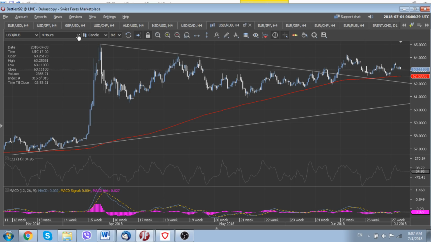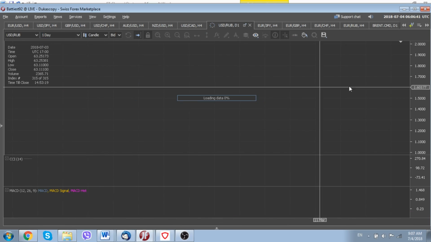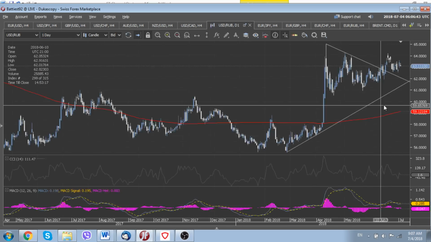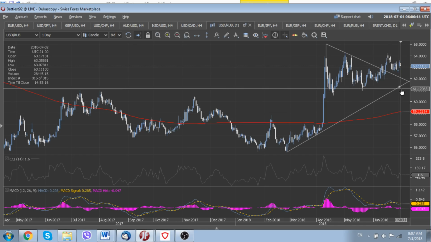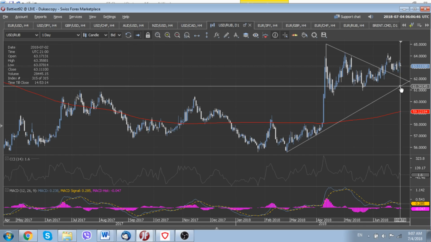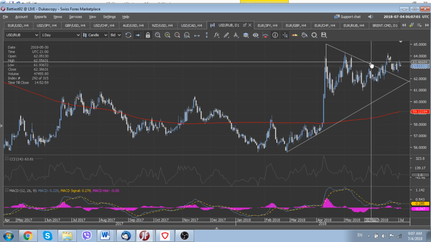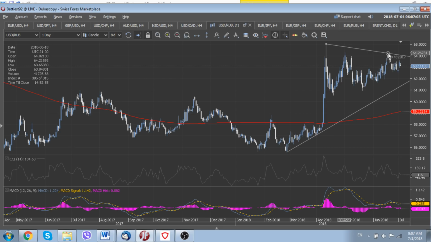At the same time, if we look at a longer term picture, there is an uptrend line in the dollar ruble, which lies today around 61.35. So any move closer to that level should give you an opportunity to follow the overall trend higher in the dollar ruble. The same applies, by the way, for the euro ruble.